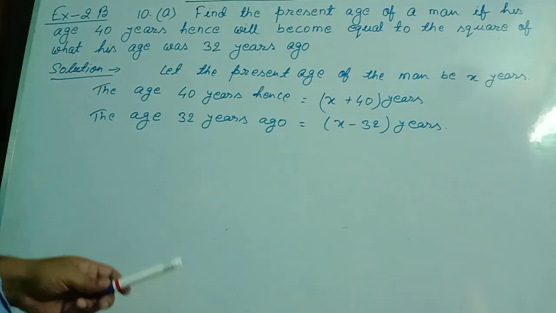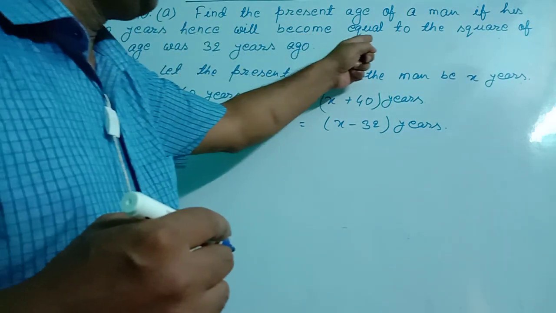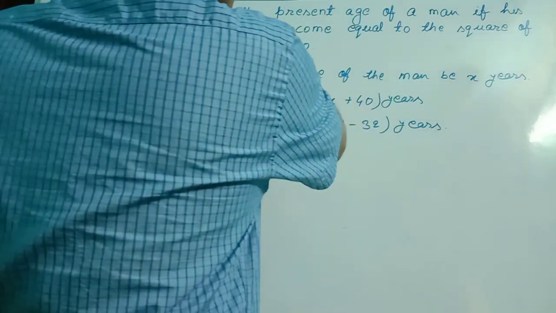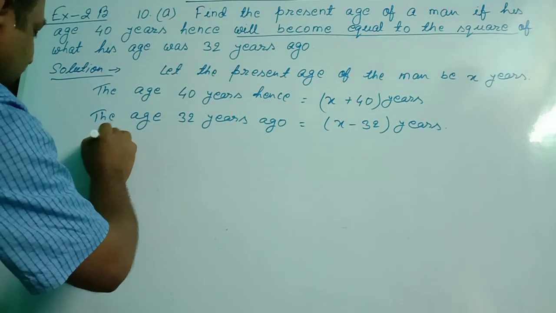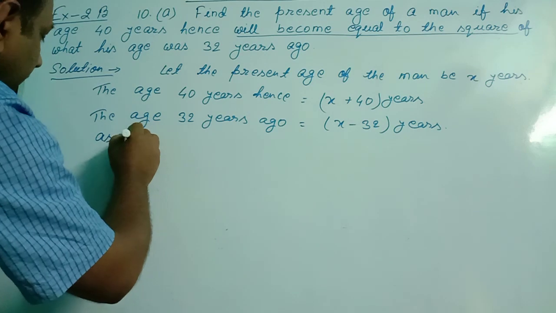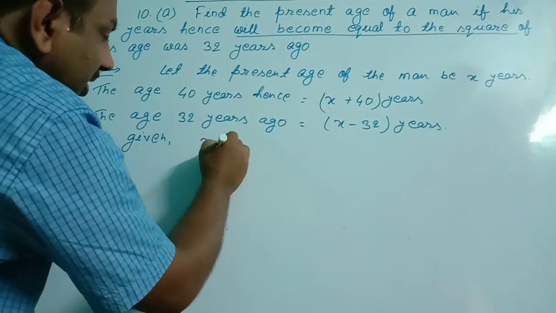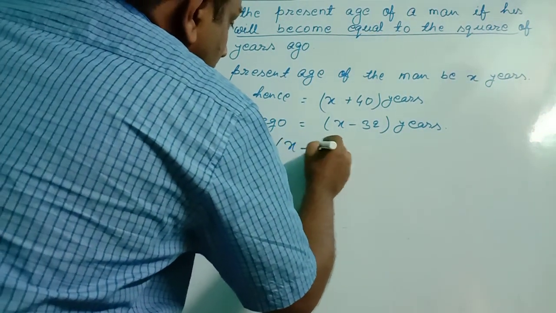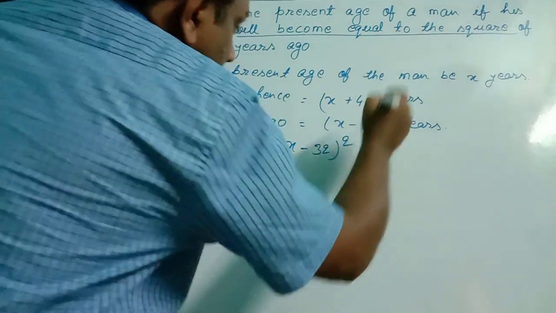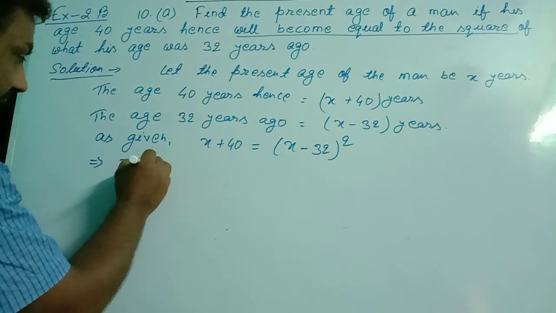Now what is the condition? After 40 years, the age will become equal to the square of what his age was 32 years ago. As per the question, x plus 40 will be equal to the square of the age 32 years ago. From here we can prepare the quadratic equation.